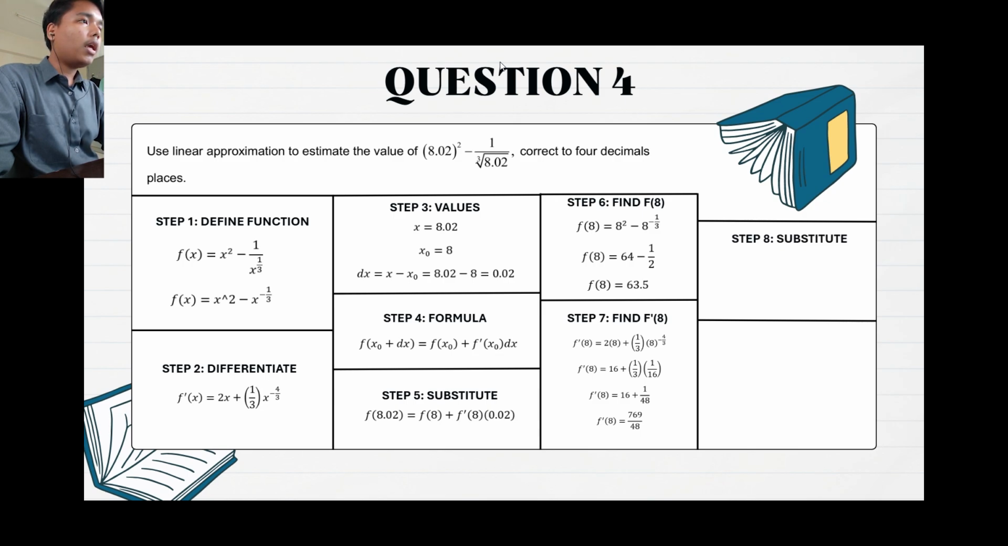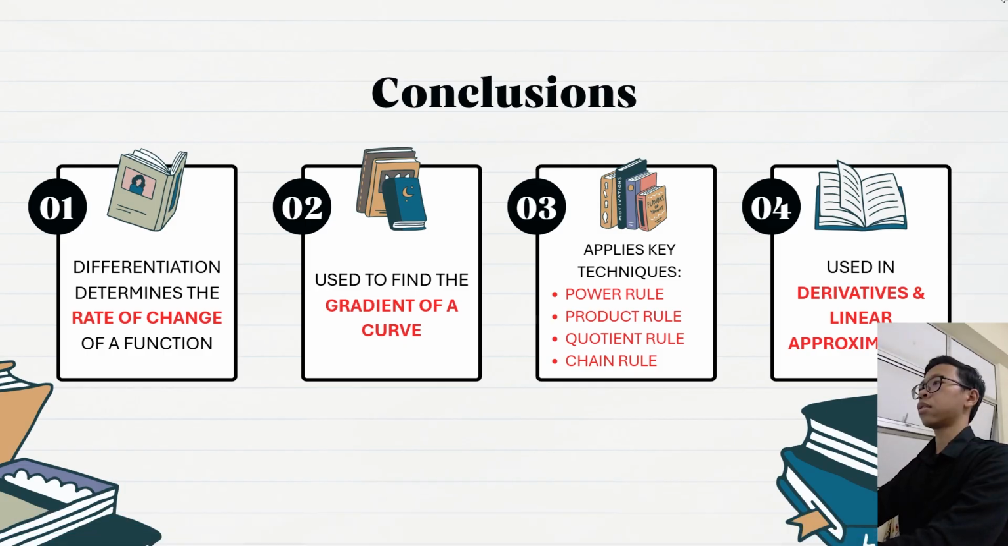Step 8, we substitute the value. F of 8.02 is approximately equals to 63.5 plus 769 over 48 times 0.02. After calculation, we get 63.8204178. Therefore, correct to 4 decimal places, the final answer is 63.8204.